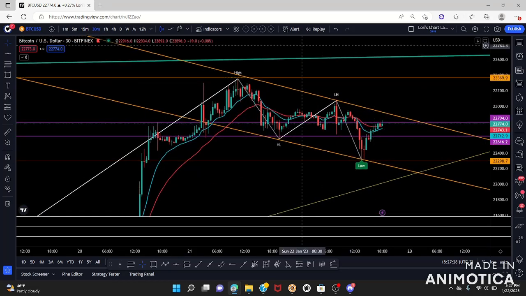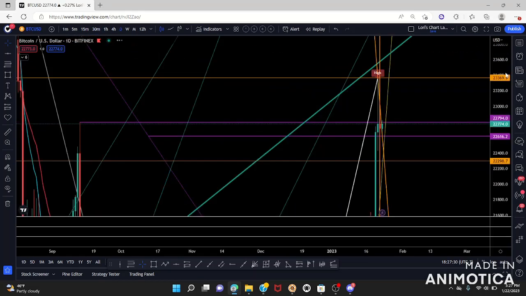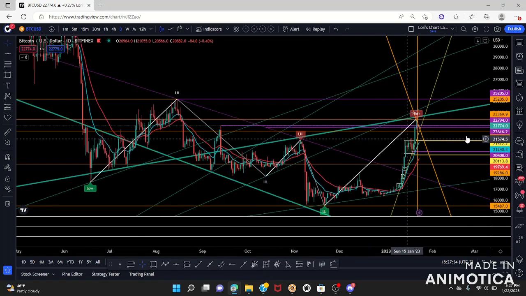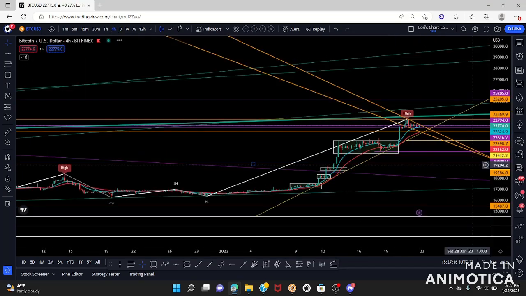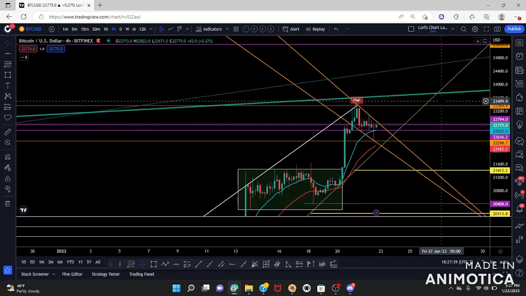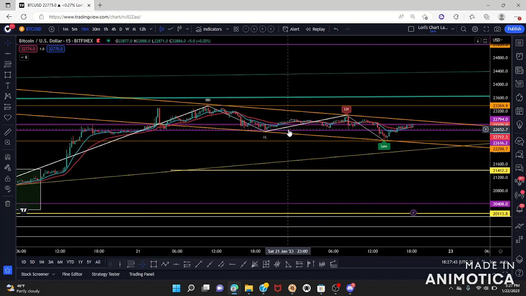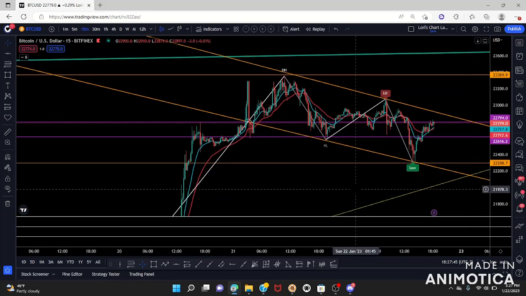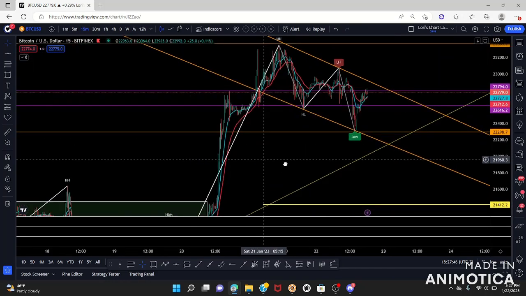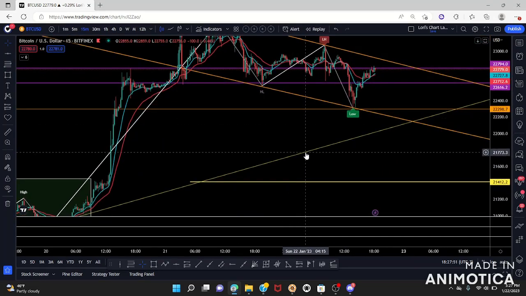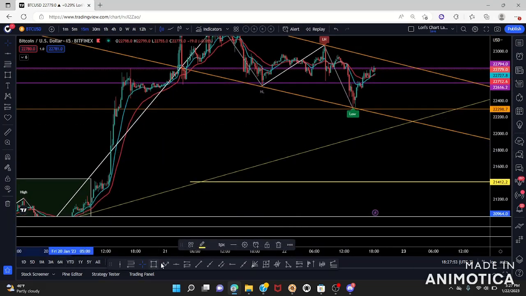So remember, this blue line is part of our megaphone, right? Right now, just based on the 15 minutes, it's hard to say where we're going. Like I said, I'm hoping for this 4-hour trend to break to the downside.